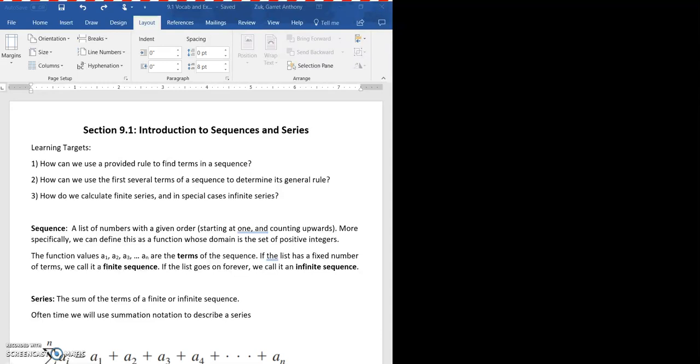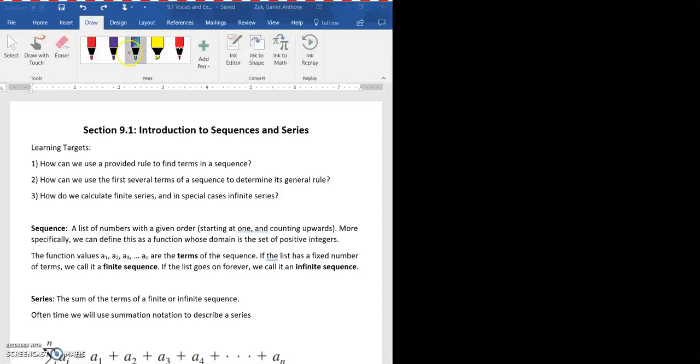So we're talking about section 9.1 today. We're doing intro to sequences and series. This is something I'm pretty sure you're familiar with from Algebra 2, possibly Algebra 1 as well. We're just going to go through our big vocab here in the first video. Second video, we'll do some examples. I'm just going to follow along with the worksheet that you have in front of you. We'll talk through some of this stuff. Learning targets are at the top, so feel free to go ahead and copy those.